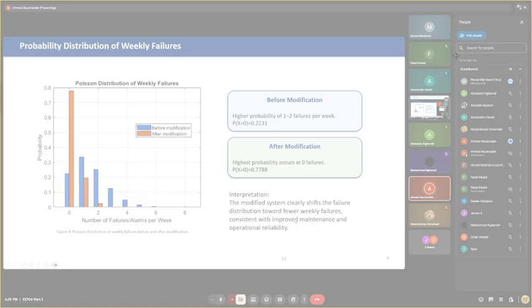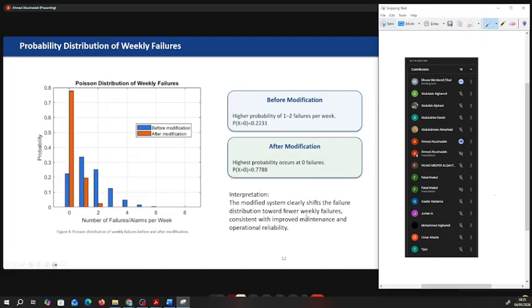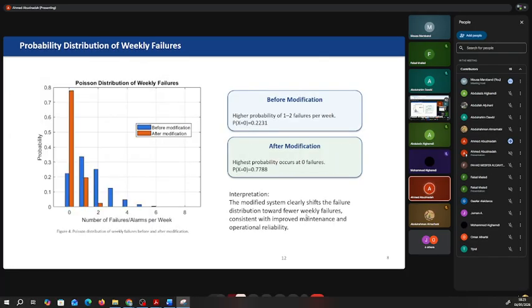Interpretation: the modified system clearly shifts the failure distribution towards fewer weekly failures, consistent with improved maintenance and operational reliability. And we can see here that before modification we might also have more than 2 failures per week, and a lower probability of having 0 failures.